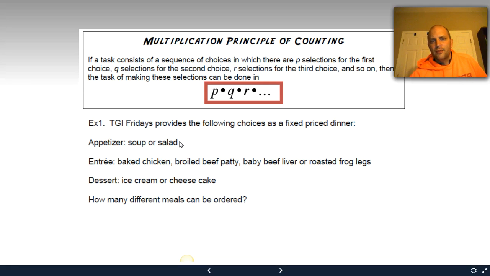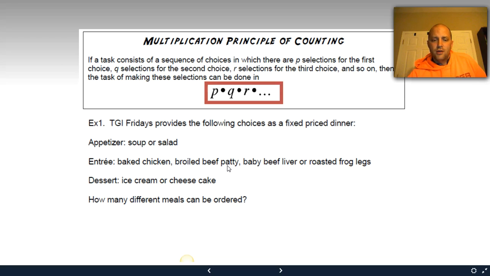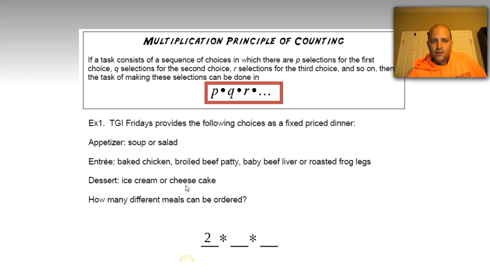So for example, this TGI Fridays, they have soup and salad, so there's 2 choices there. The entree, we have baked chicken, broiled beef patty, beef baby liver, or roasted frog legs. That's another choice. Looks like 4 choices there. And then the dessert, we have ice cream or cheesecake. So wash those frog legs down with the cheesecake.